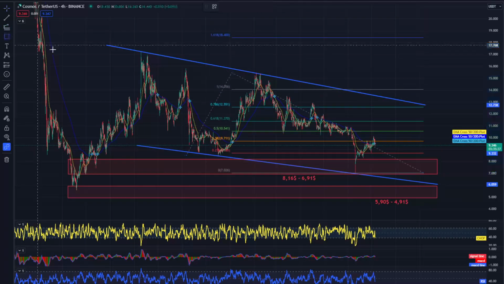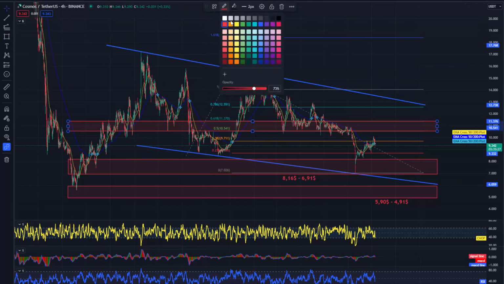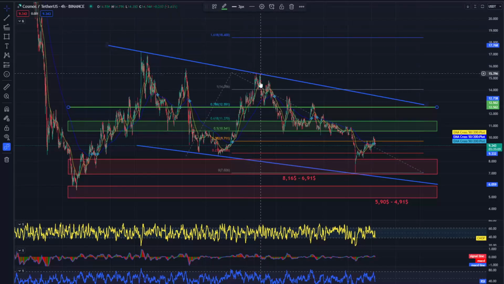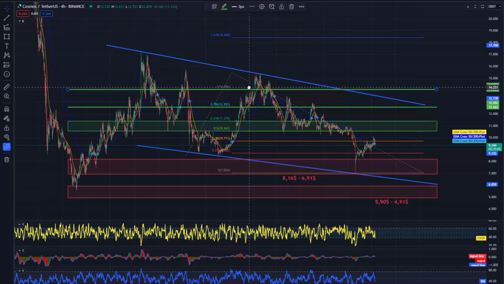Looking the other way, we see that the price is moving towards an important resistance zone from $10.54 to $11.37. If it manages to break out of this zone upwards, the price will move towards a strong resistance at $12.56 and further to the resistance at $14.05.